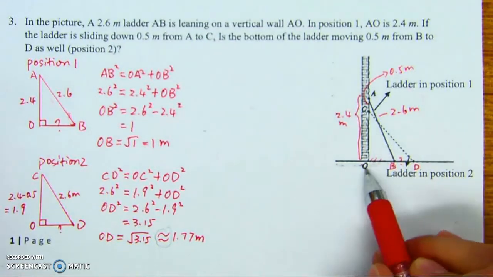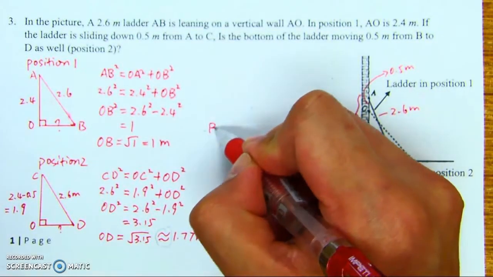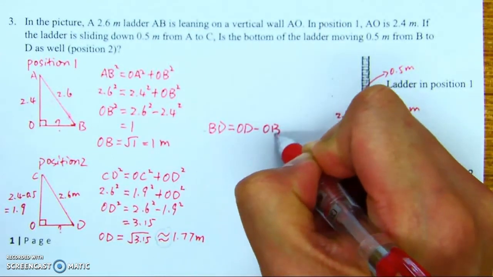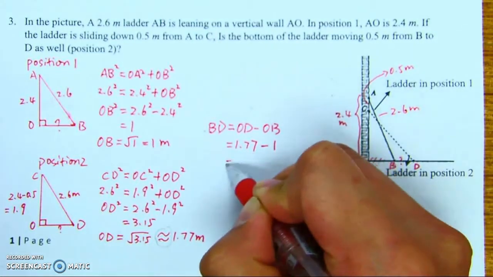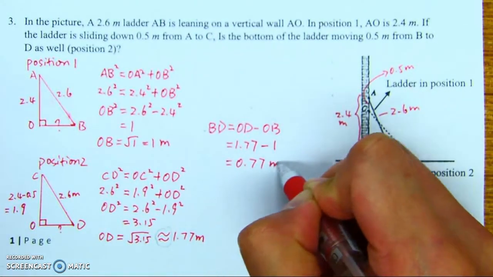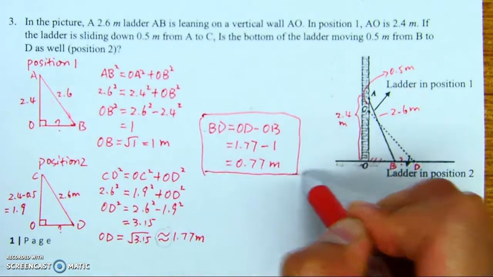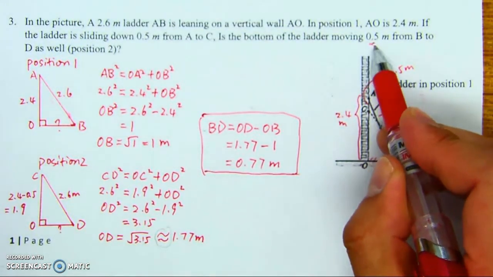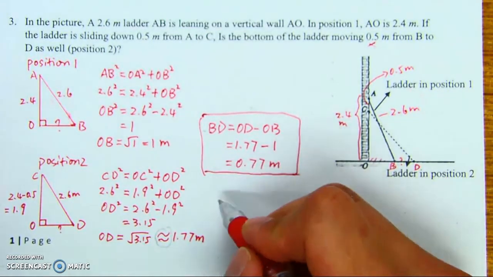Now, we know the length of OD, so if we take away OB, we can have BD. So BD equals OD, take away OB, which is 1.77, take away 1, equals 0.77 meters. Now, from this calculation, we can see that actually the horizontal movement from B to D is not 0.5. That should be 0.77. Okay, now let's answer this question.